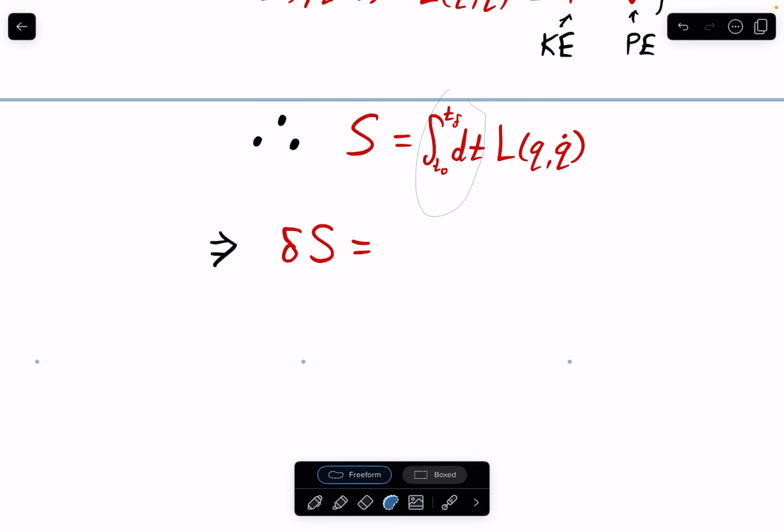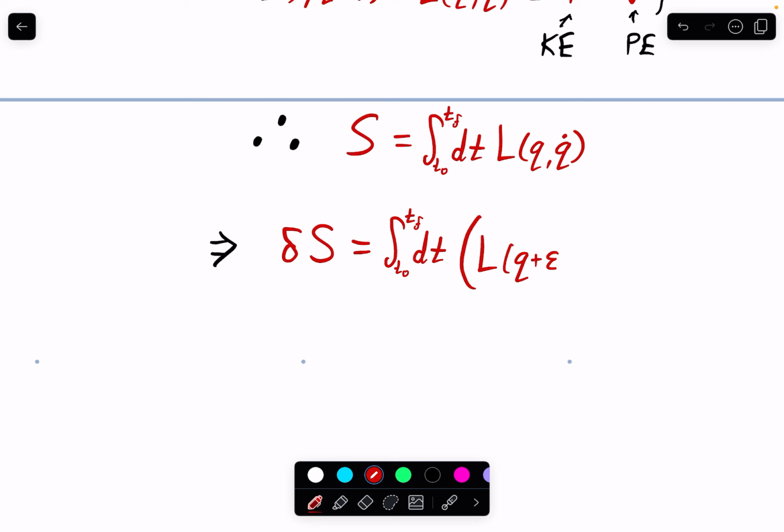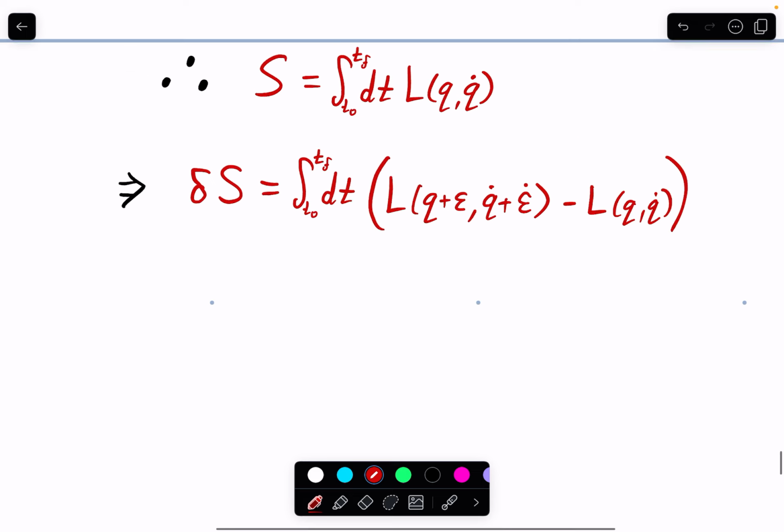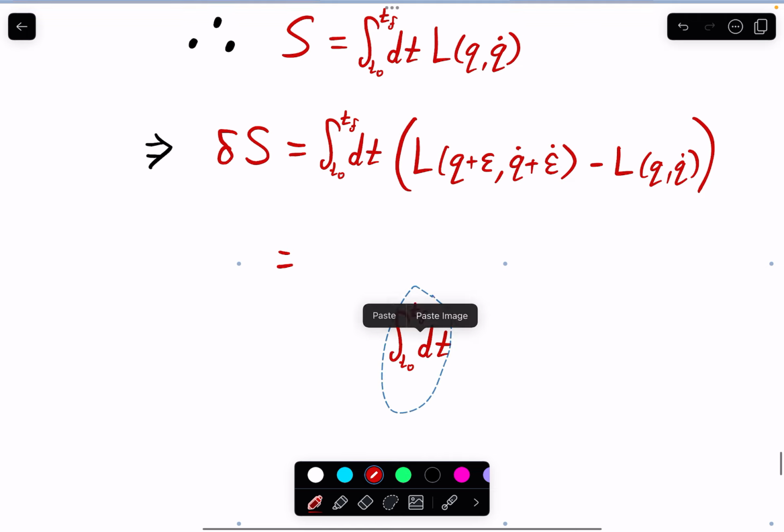I'm going to copy this because I'm going to be pasting it quite a lot. So this is equal to L(q + ε, q̇ + ε̇), so it's epsilon, not E, then minus L(q, q̇). Keep working on this.